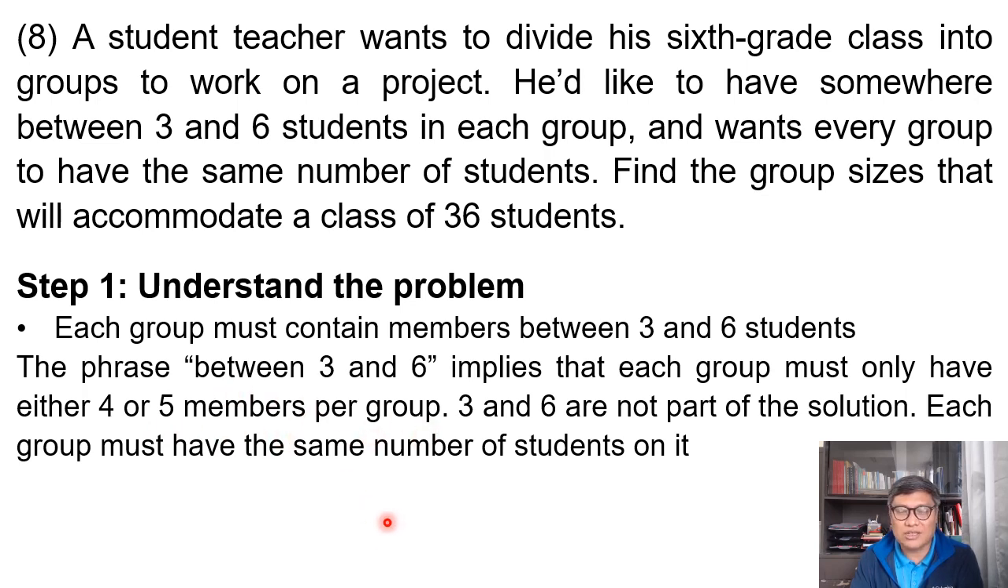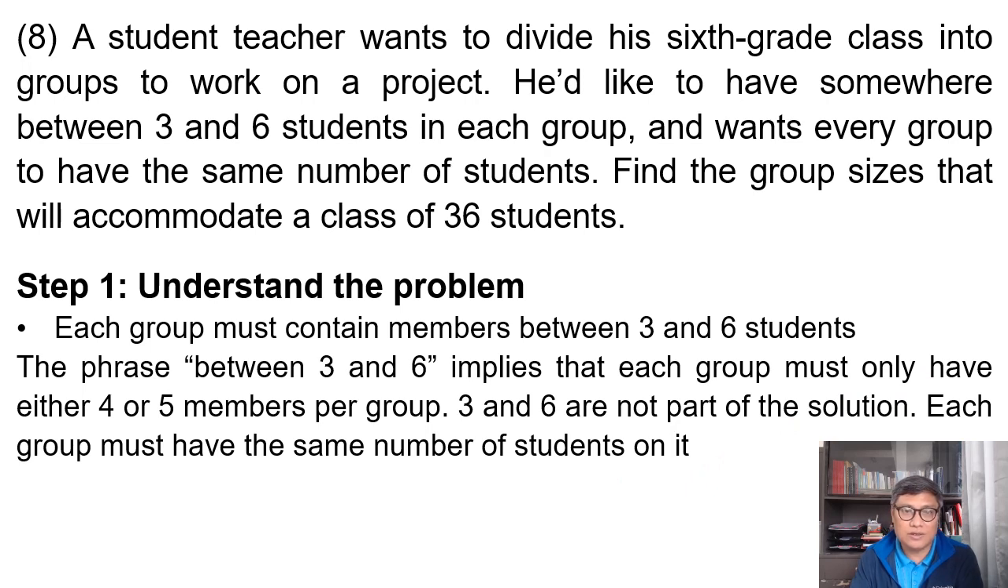So when we say between 3 and 6, what is the number greater than 3 but less than 6? This is what it means by the word between. It does not say, class, that grouping from 3 to 6. So 3 and 6 are not part of the solution, so each group must have the same number of students to it.